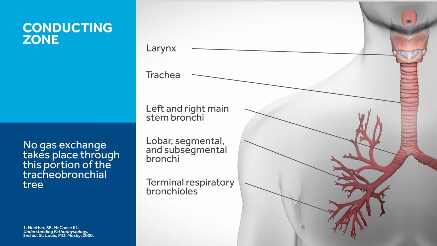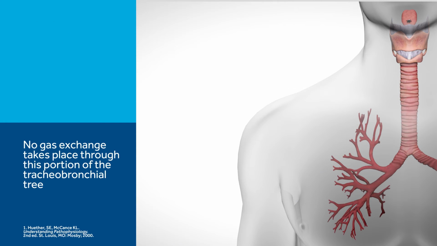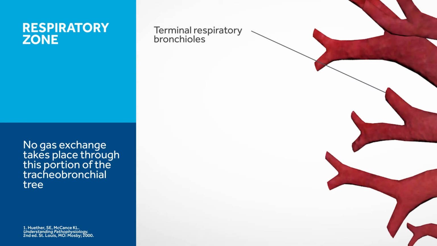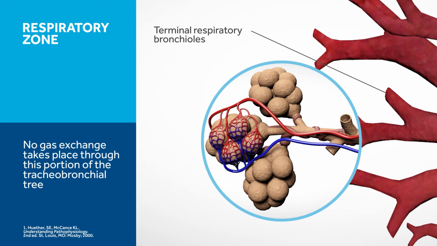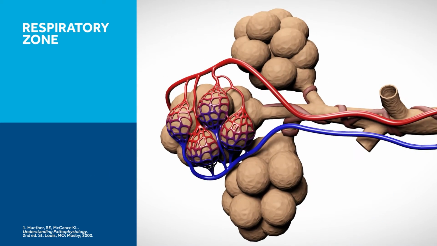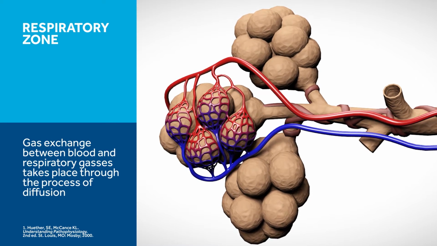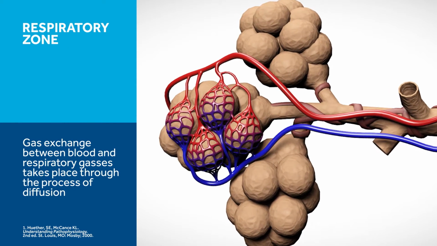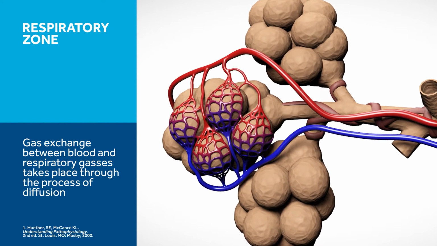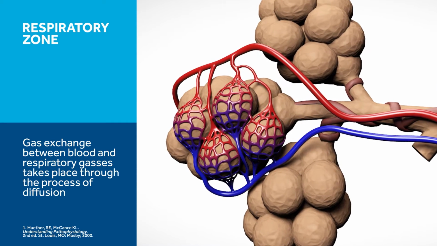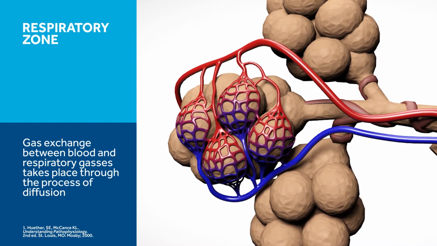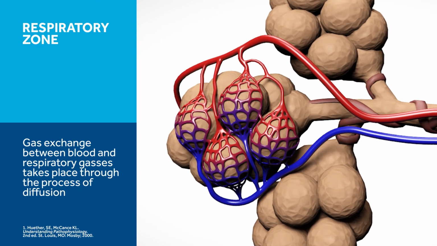Because no gas exchange occurs in the conducting zone, the volume of gas in this zone is termed anatomical dead space. Past the level of the terminal respiratory bronchioles, the airway branches further into alveolar ducts and alveoli. This is the lower airway, where gas exchange between blood and respiratory gases takes place. This is done through a process called diffusion, where O2 and CO2 move between the alveolus and the blood. For this reason, it is sometimes referred to as the respiratory zone.